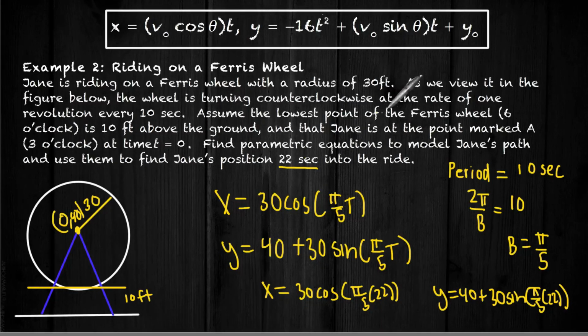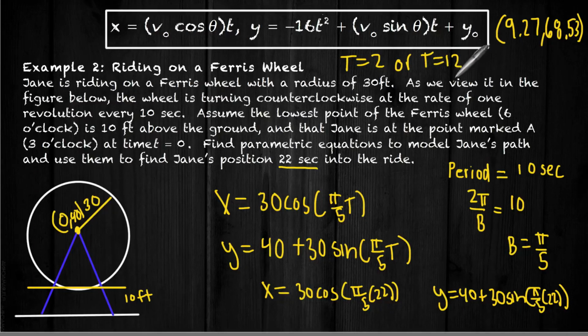We end up getting, for a position, the x is going to give us 9.27, and the y is going to give us 68.53. And so that is Jane's position 22 seconds into the ride. Now keep in mind that we could have also used t equals 2 or t equals 12, because this makes a complete cycle every 10 seconds. So Jane's position at 22 will be the same as her position at 12 seconds, which will be the same as her position at 2 seconds.